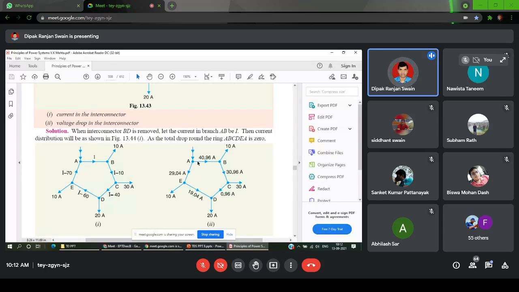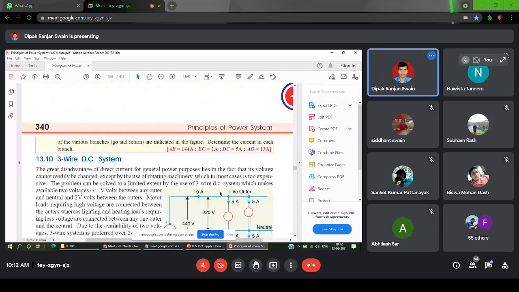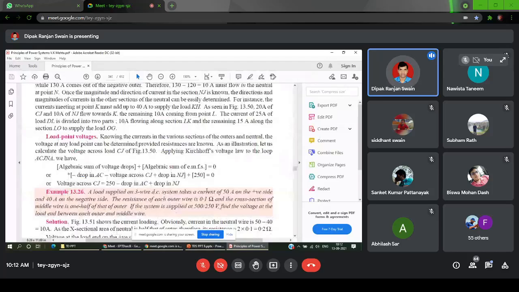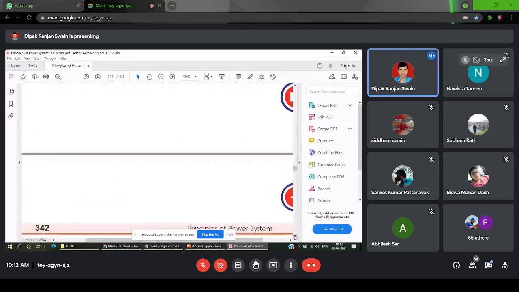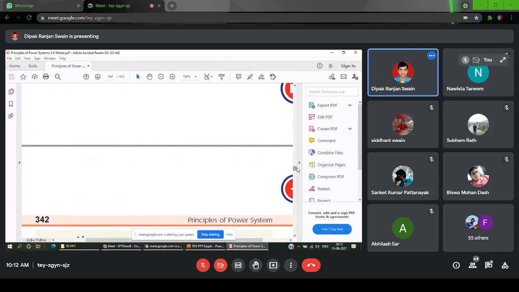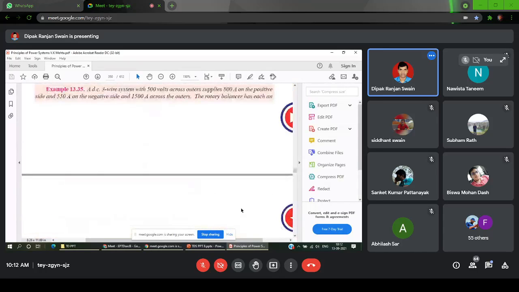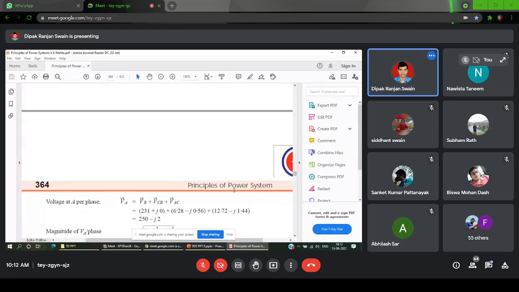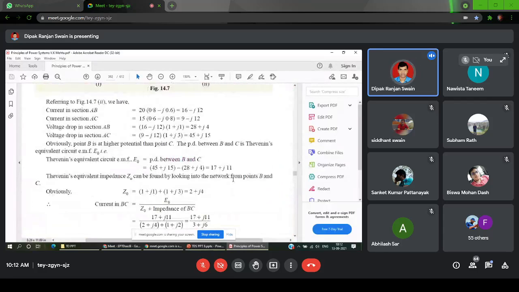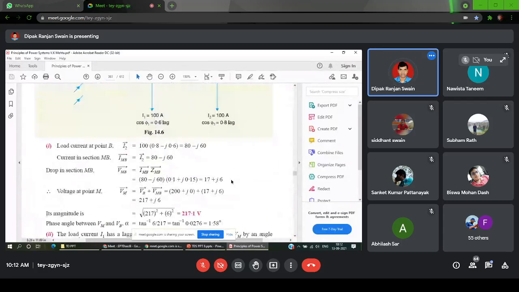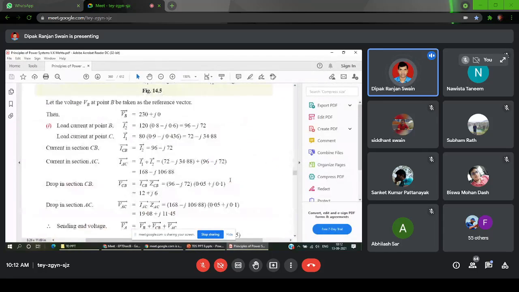Then uniform loading is there. And the third one is the combination of uniform loading and concentrated loading, and then this type of ring-like structure problems. These are the different problems you will get from the DC section. Okay, so we will start with the AC section, then next class we will continue. In AC, the difficulty will come because we have to take into account the phase angle.